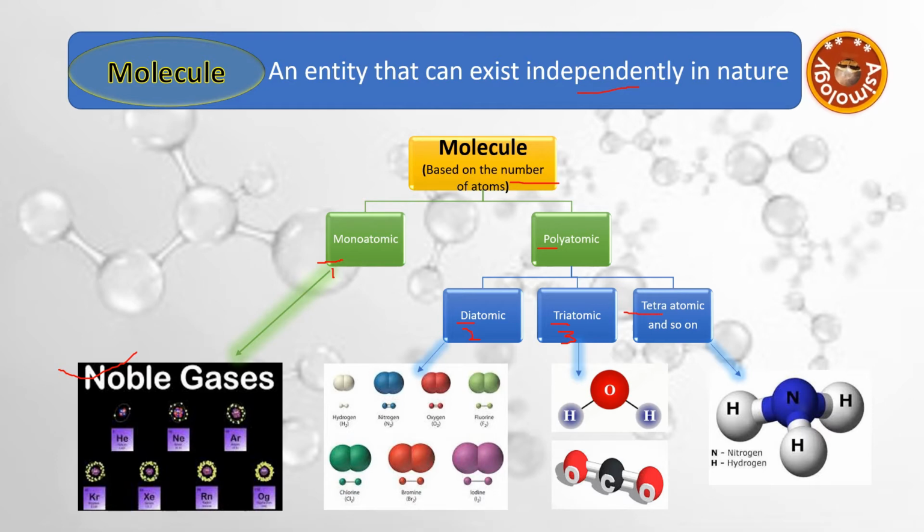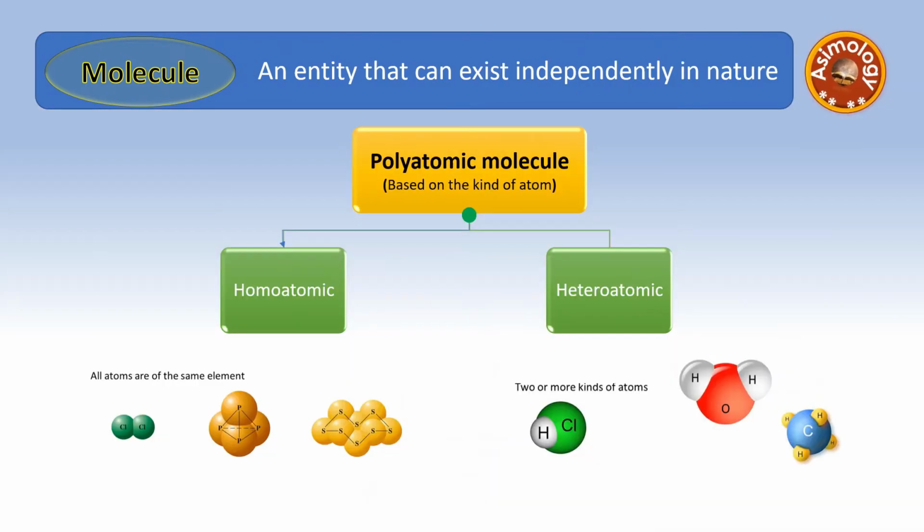C. Tetraatomic molecules. Tetra means four. If the molecule is made up of four atoms of similar or different elements, it is termed a tetraatomic molecule. A well-known example is the molecule of ammonia. Even apparently minor differences in the composition or structure of molecules can cause profound differences in properties. Polyatomic molecules can further be classified on the basis of kind of atom into homoatomic and heteroatomic molecules.